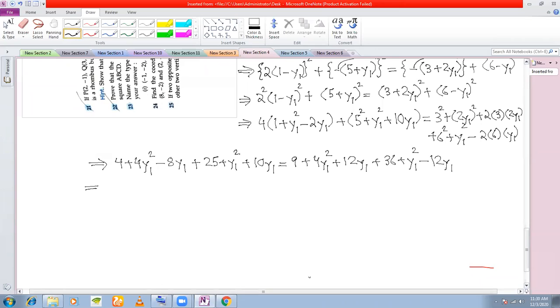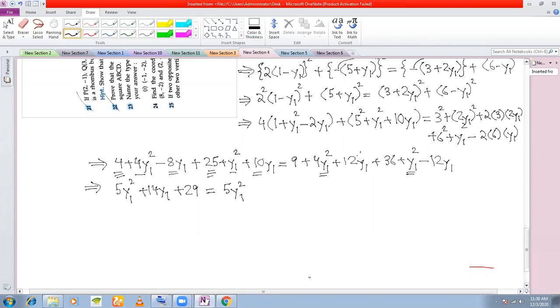That's it. Take all the y1 squares together, take all the y1s together, take all the constants together. You have y1 square here and you have a y1 square here, so you get 5y1 square. Next you have a y1 here and a y1 here, so minus 8 plus 10 will give you a 2y1. And 4 you have here and a plus 25 here, so that makes it 29 is equal to, again here same thing, y1 square, y1 square, that makes it 5y1 square.